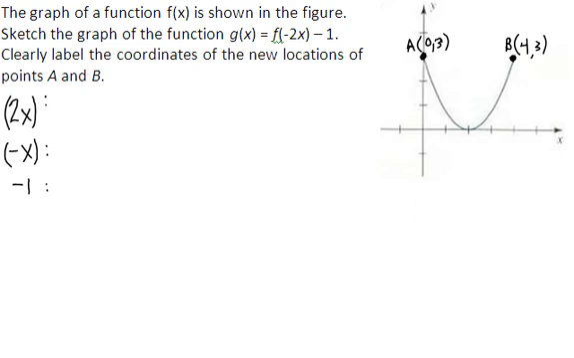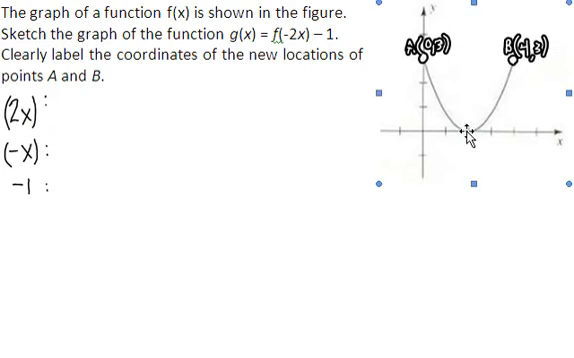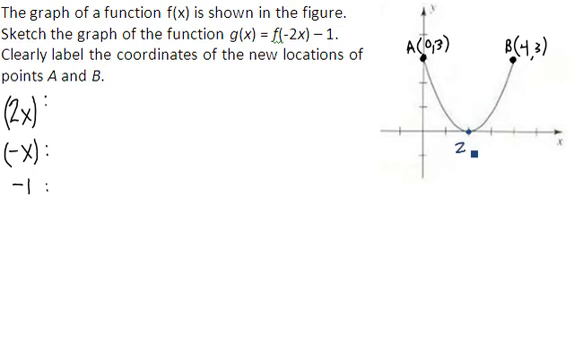For this problem, we are asked to sketch the graph of the function g of x equals f of negative 2 times x minus 1, and to clearly label the coordinates of the new locations of points A and B. And I'm just going to add a third point here, point C, and that's (2, 0). That'll just help us to graph the function more precisely.